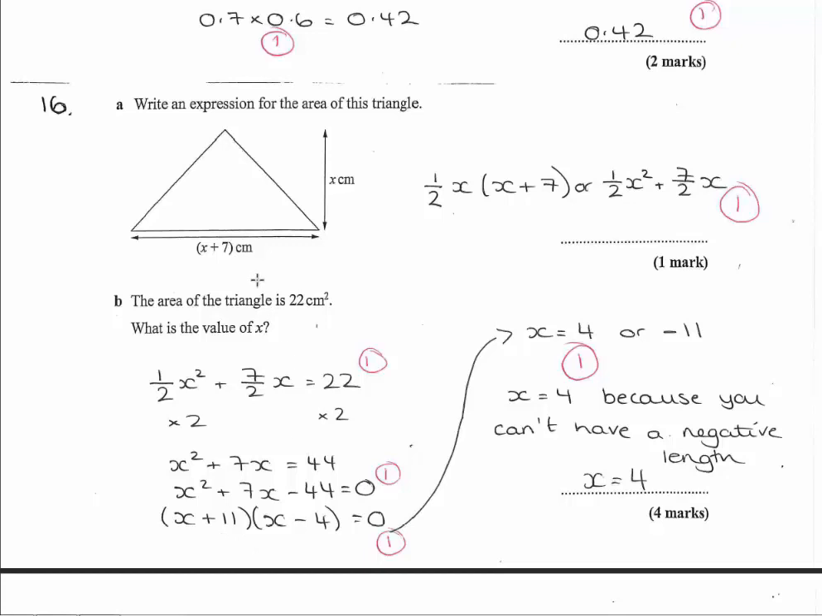Well, in this particular case, x can't be minus 11. It doesn't make sense, because this would mean the height is minus 11 and the base would be minus 4, which doesn't make sense. So the only value, even though we've got two answers, the only one that makes sense is that x is 4.